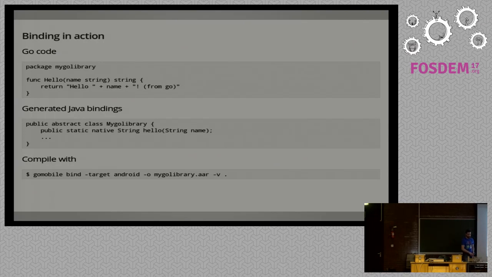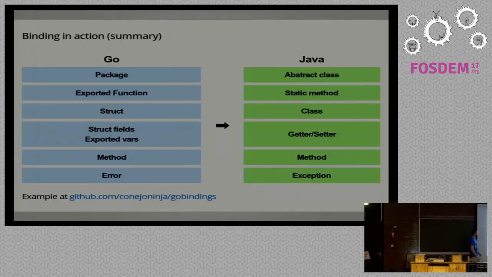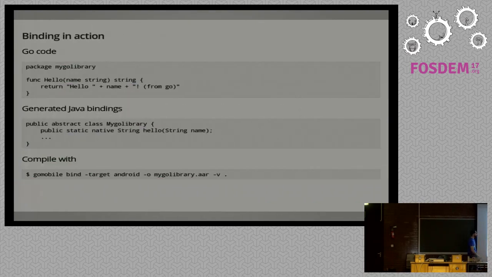So let's see some example code. Your Go code is quite simple here. You just have a package name, mygolibrary, with a function named Hello that will receive some parameters. The generated Java binding is a class MyGoLibrary, so the package is transformed into a class, and the Hello function is now a static method of the MyGoLibrary class. One thing to point out is that in Go we have the uppercase H, but in Java it is lowercase.